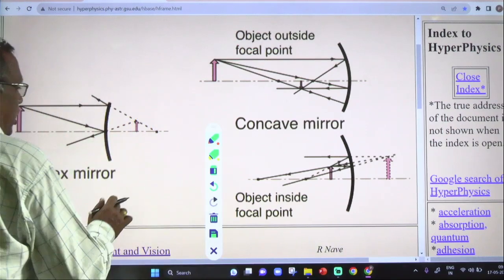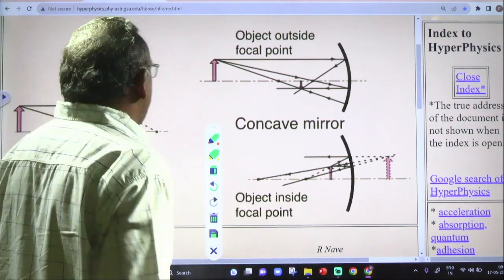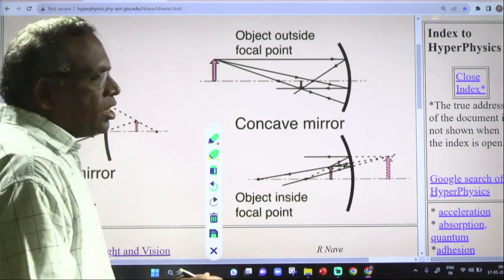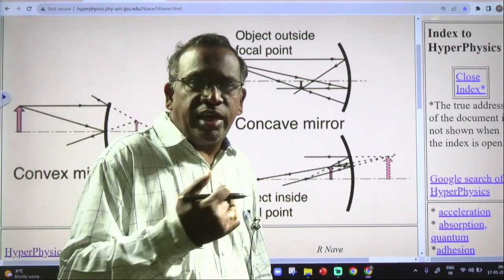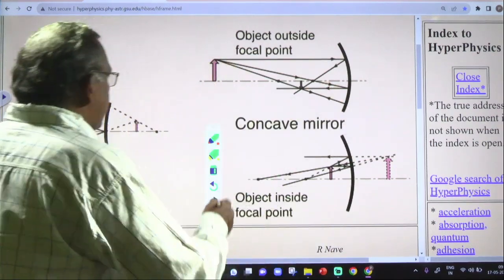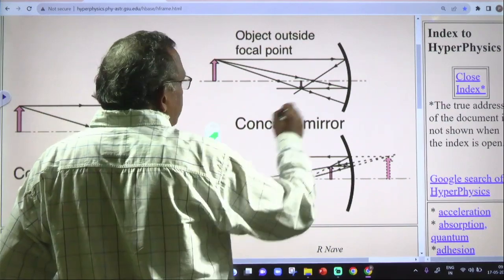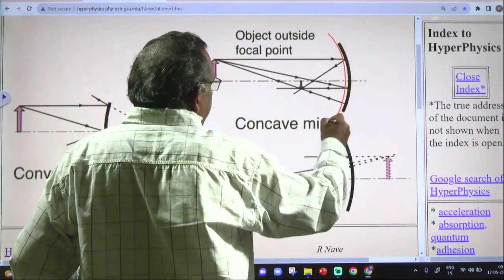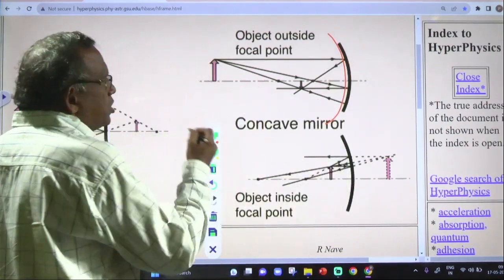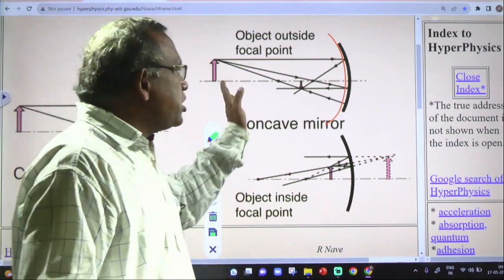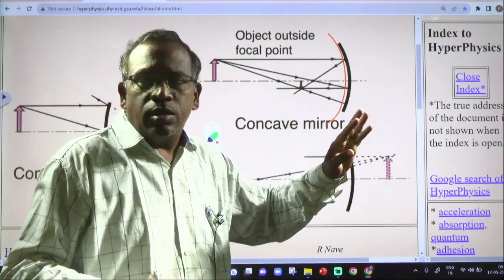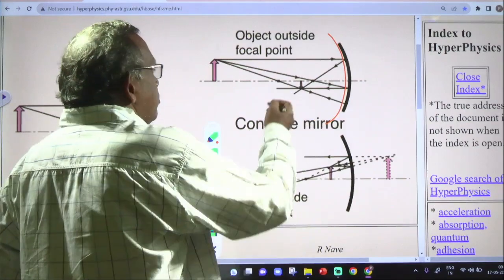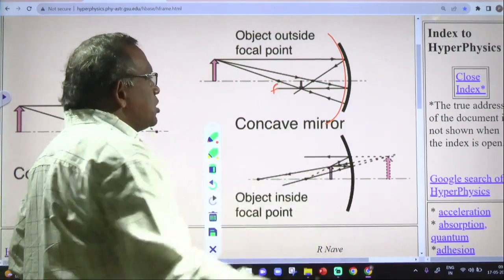Coming to the next, that is the concave mirror. In the case of the concave mirror, the reflecting surface is towards the center of curvature. Here if you observe, this is the reflecting surface. The reflecting surface is towards the center of curvature. The object is in front of the mirror. So there will be a focus. This is the focus.